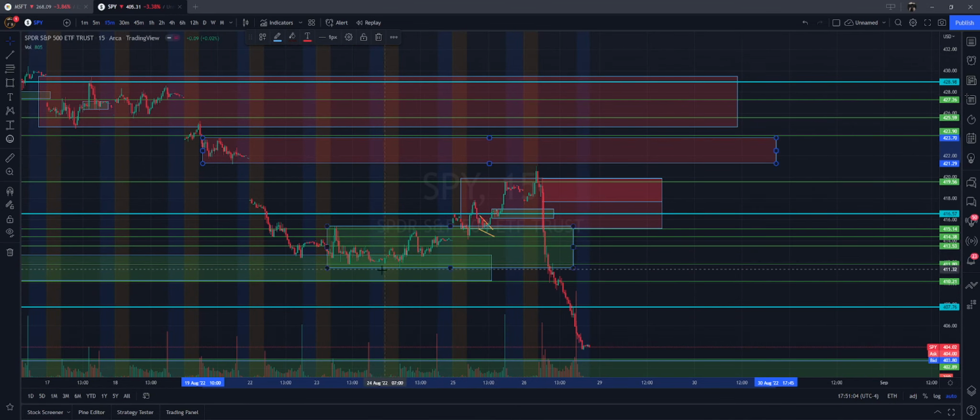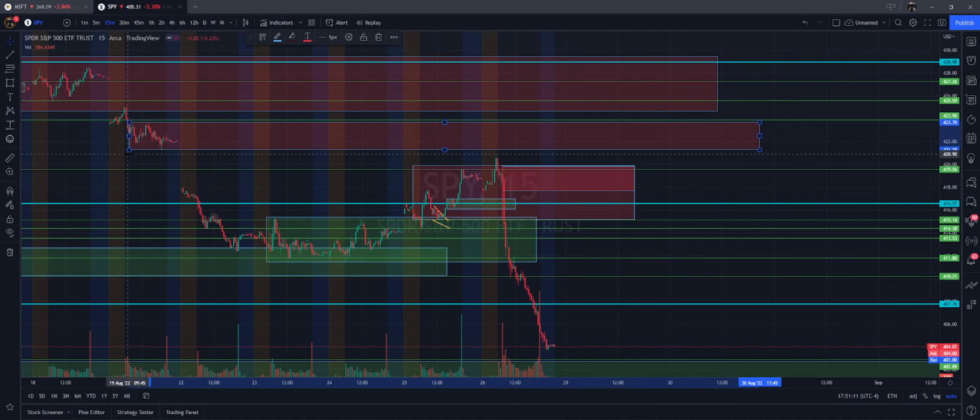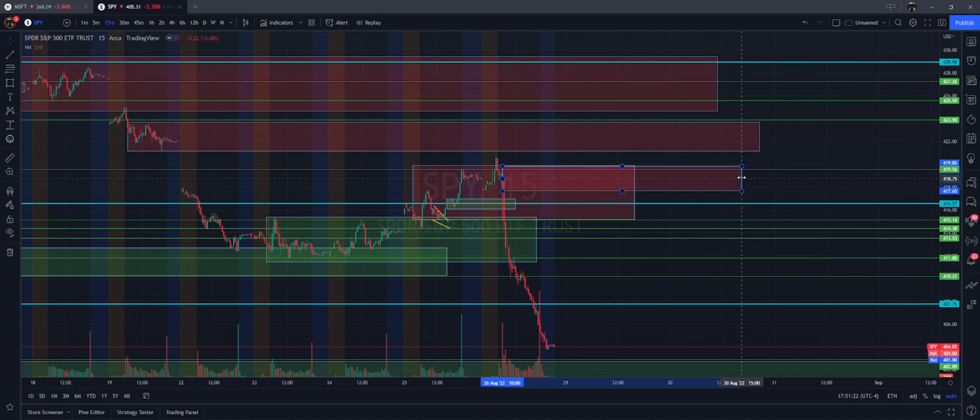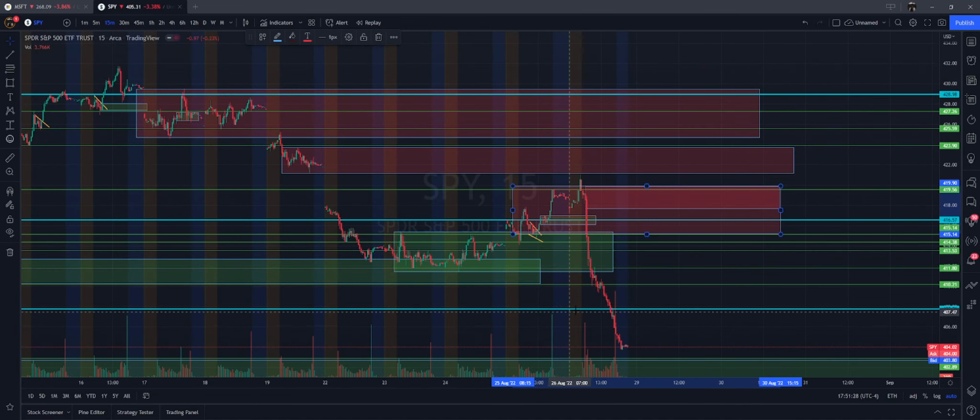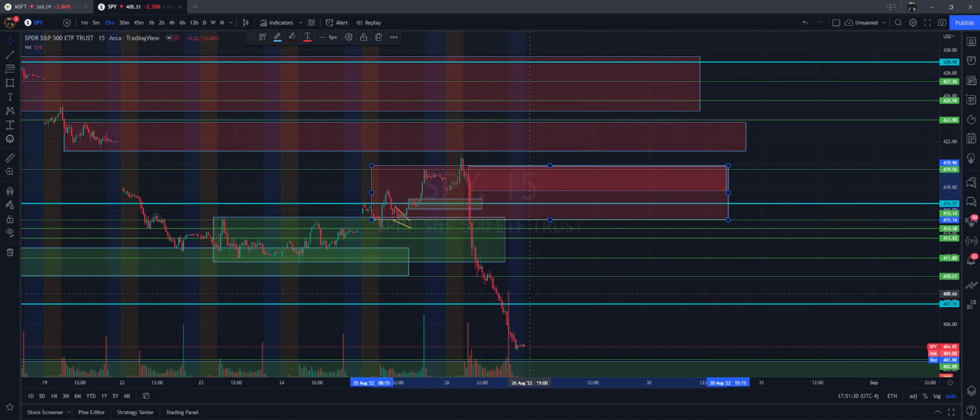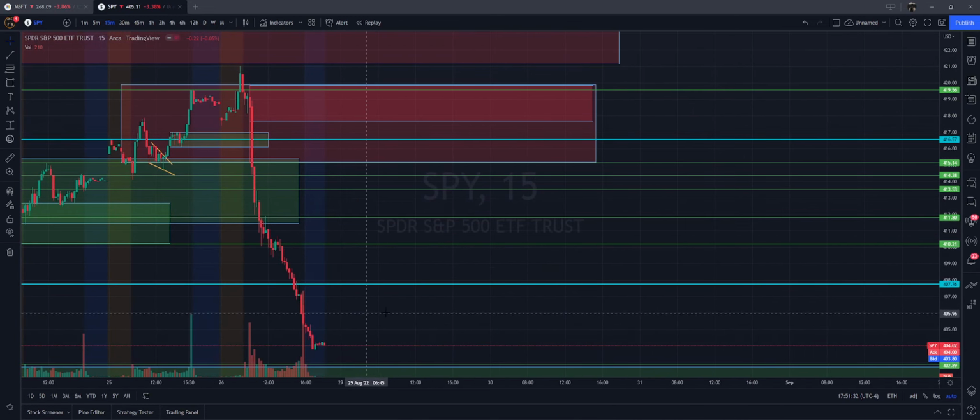It comes up, leaving the range, got rejected on the demand zone. Look how much profit you can make just from this. Imagine, look how much profit you can make just from the supply and demand zones. That's a lot of money, guys. It's a lot of money.